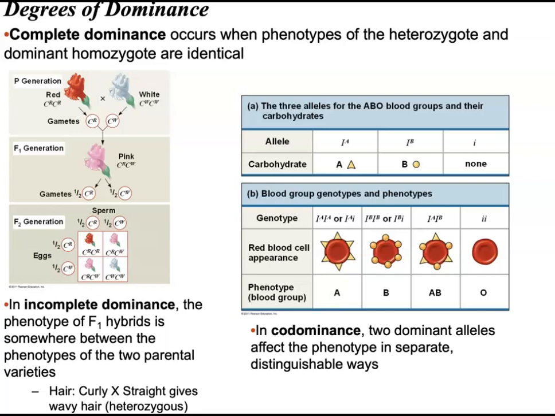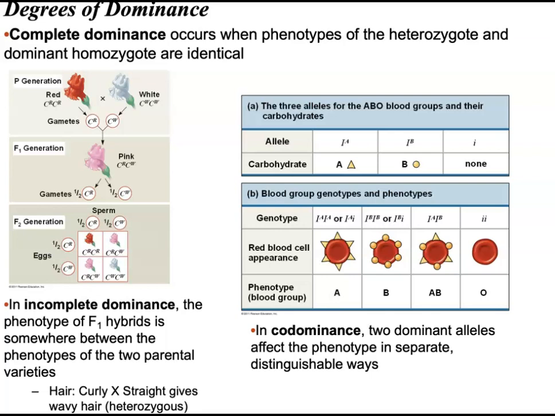When you cross the F1 generation by itself, as shown in the Punnett square, look what happens. The red and white flowers reemerge. We also have two pink hybrids present. An example of codominance in humans is hair. Curly hair crossed with straight hair gives wavy hair, the heterozygote.